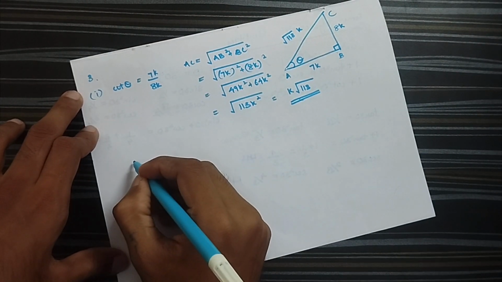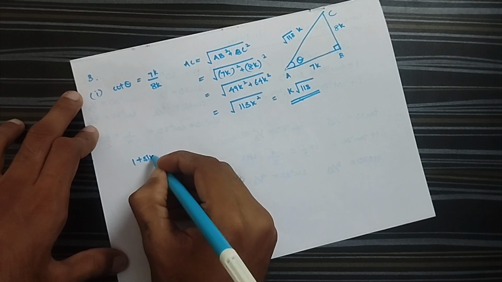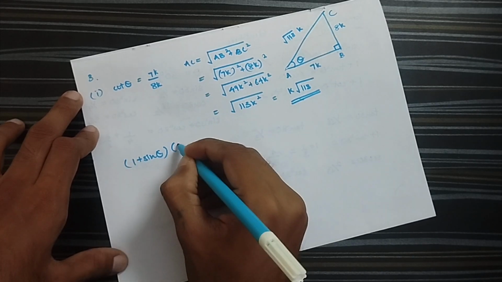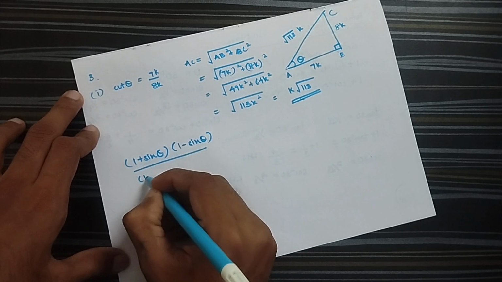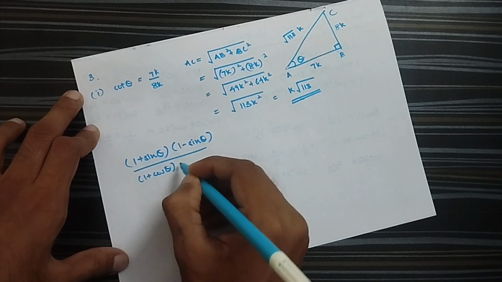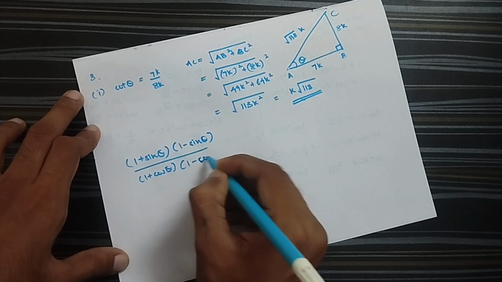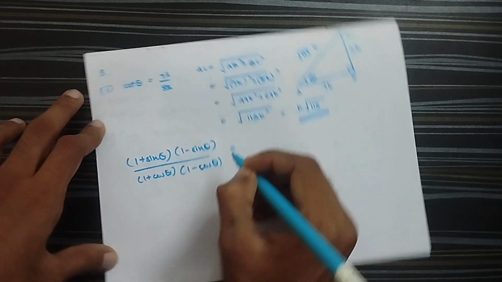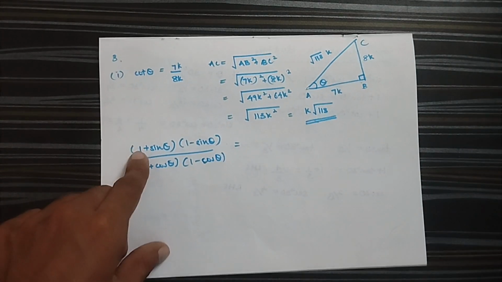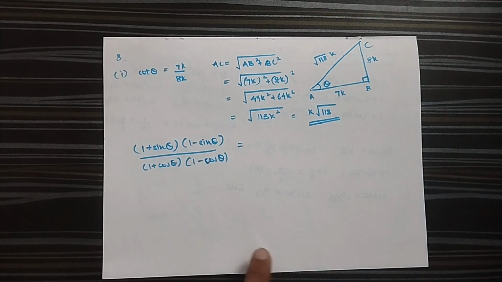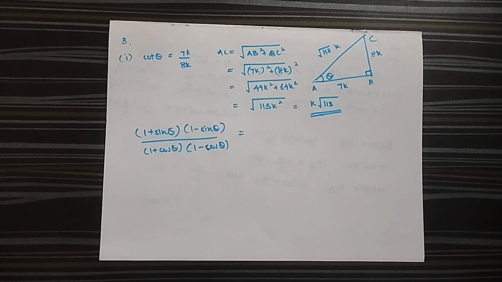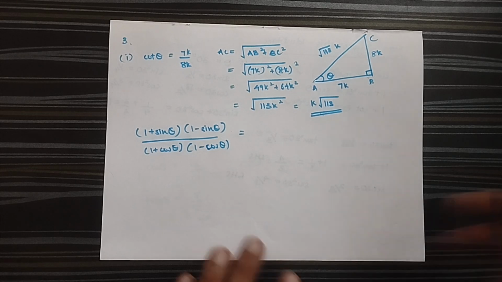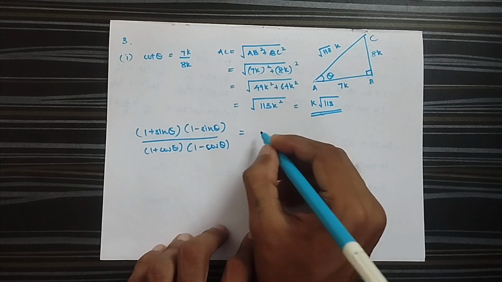Our first sub question was 1 plus sine theta into 1 minus sine theta divided by 1 plus cos theta into 1 minus cos theta. So looking at the question, we can see something. This is a plus b into a minus b, right? We know the identity for that. We learned it in our previous grades. A plus b into a minus b is a square minus b square. So what is 1 plus sine theta into 1 minus sine theta?